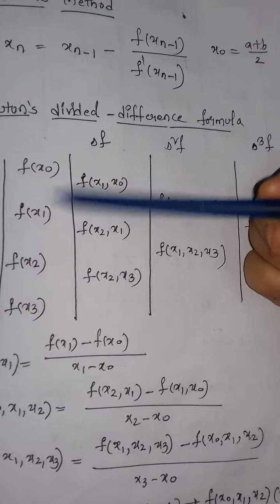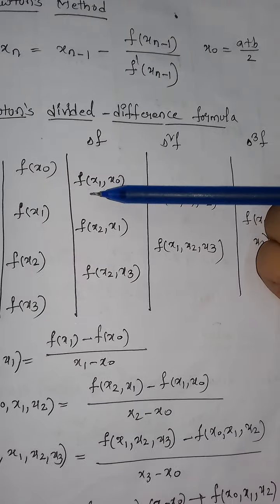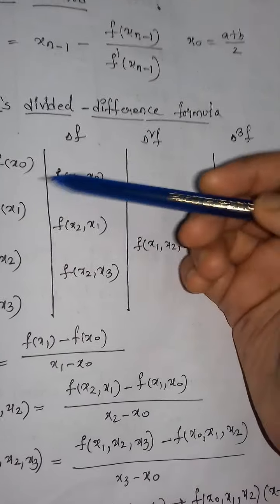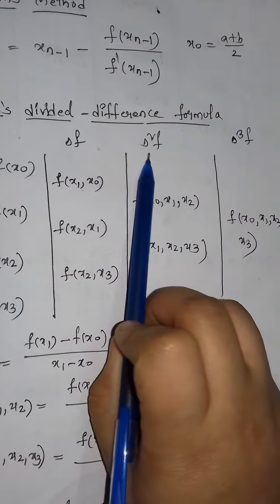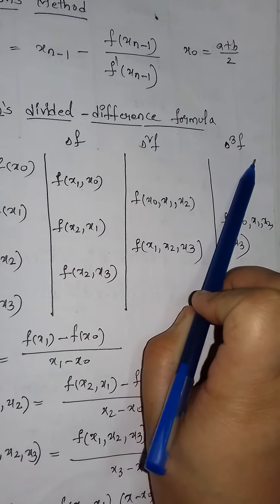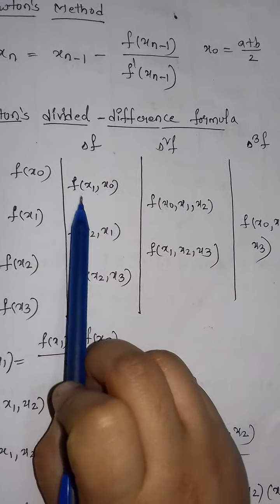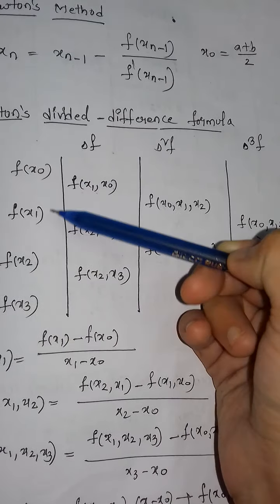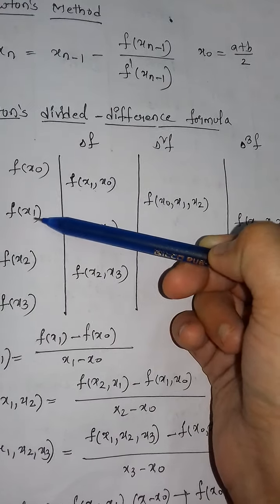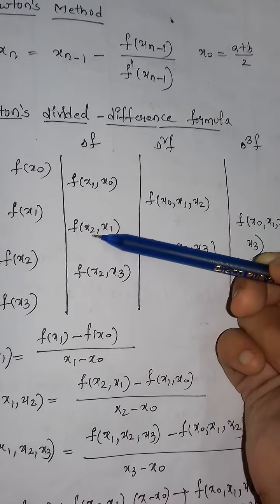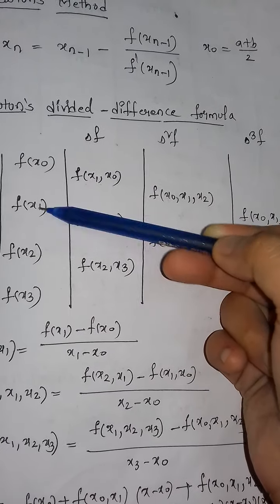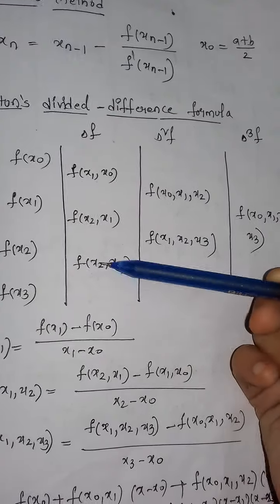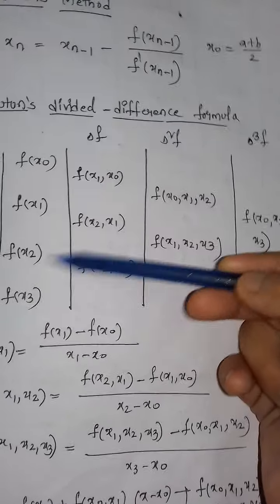Now by using these values we will find the first difference formula, that is for del f, and then we will find del square f, then we will find del cube f. For del f we will use these two; in between these two we will write f of x1, x0. For this you will write in between x2, x1. For this you can write x2 x3 or x3 x2, either way.